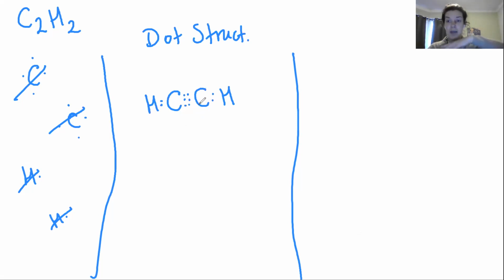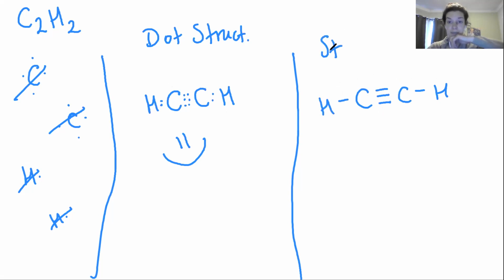Let me just double check that I've done this correctly by counting to make sure each carbon's touching 8 electrons. 1, 2, 3, 4, 5, 6, 7, 8. Okay, this guy's happy. 1, 2, 3, 4, 5, 6, 7, 8. This guy's happy. Hydrogen's touching 2, hydrogen's touching 2. We're following all the rules. Okay. Triple bond. So let me draw this. It's going to be 3 dashes between the carbons to show that they are connected in triplicate. Okay. And this is my structural formula.